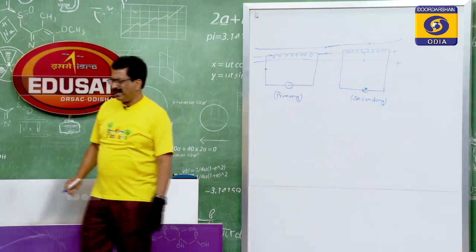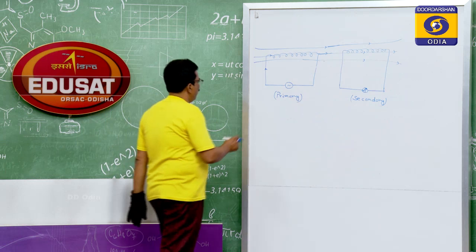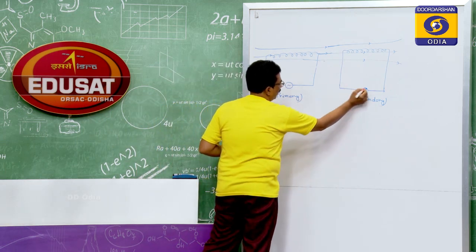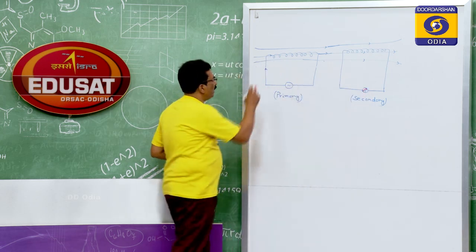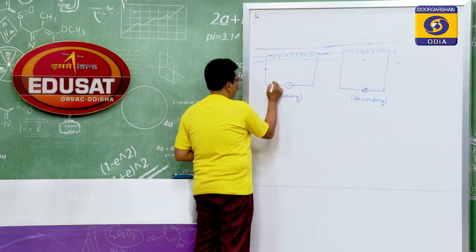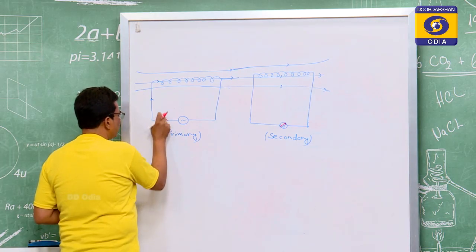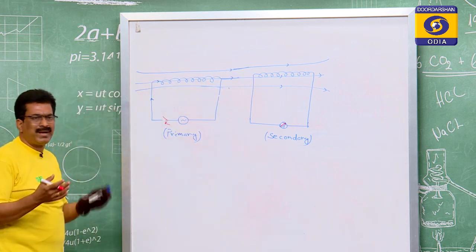So by taking those deflections, we came to the conclusion that when some current is flowing in the primary, current develops in the secondary. If this is connected with key 1, then by controlling this key, the flow of the lines of force will also vary.